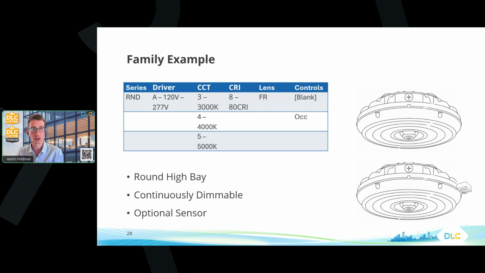We've got 2 more examples, so thanks for bearing with me as we get increasing in complexity. So stay on the edge of your seats. Here we're just adding an occupancy sensor. So you can see on the farthest right of this model number structure, there's a blank or OCC option. So it's the same fixture as previously, but there's an optional sensor that you can add within the model number.